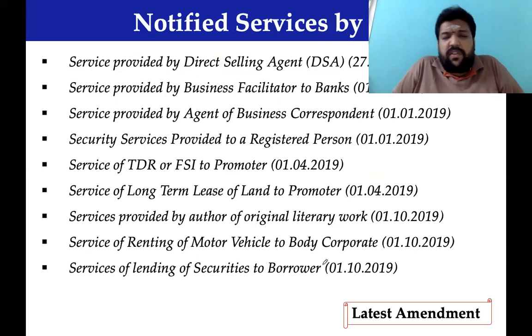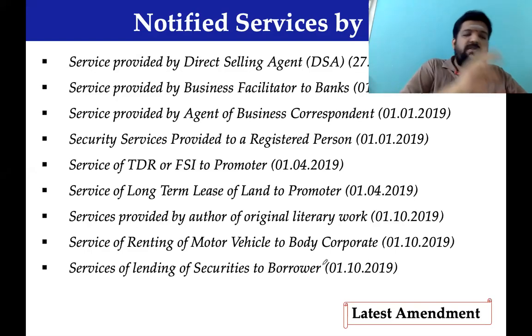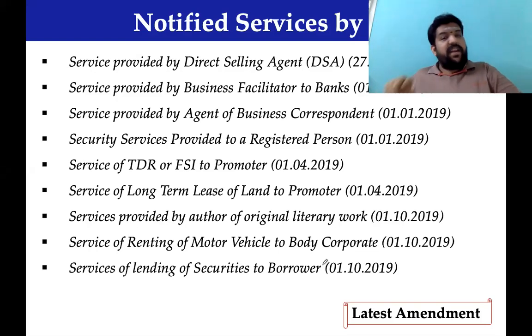Something new came over the last 1.5 years are services provided by direct selling agent, business correspondent, or all those services in connection with the land, and services by an original author of the books, or it is going to be your services in connection with motor vehicle and security services. These are all newly introduced services. Every service we will take individually, who is the supplier, who is the recipient, and we will also connect it with the exemptions wherever possible and read through it in a little more detailed way in our subsequent session, not on today's discussion.